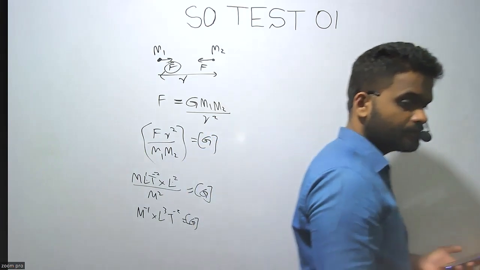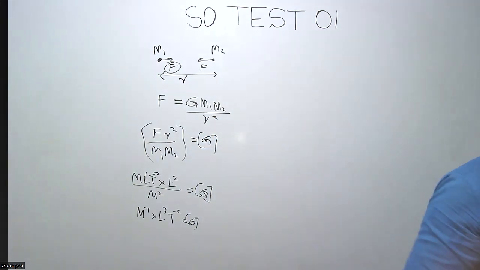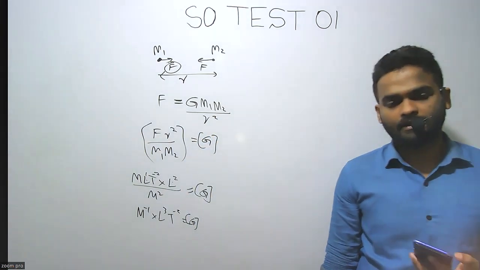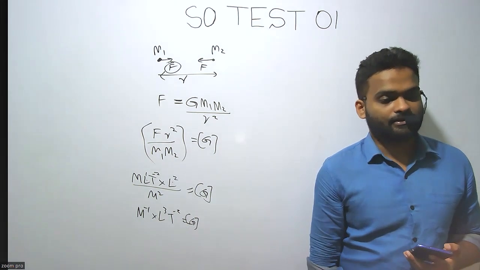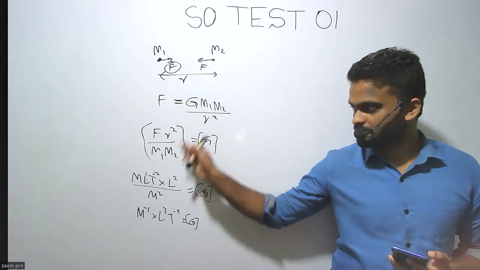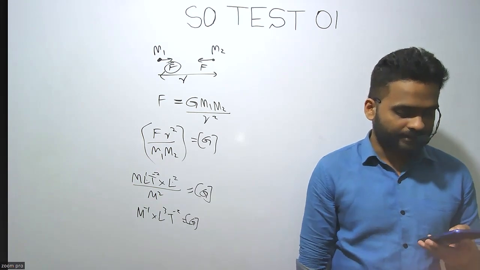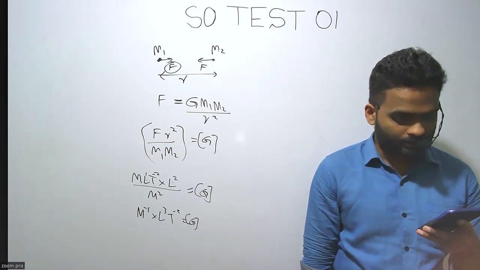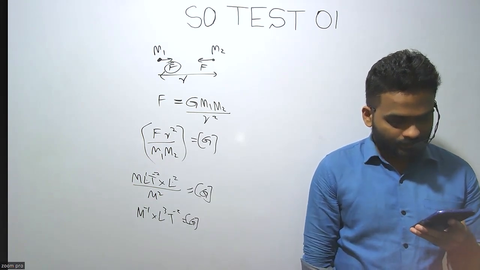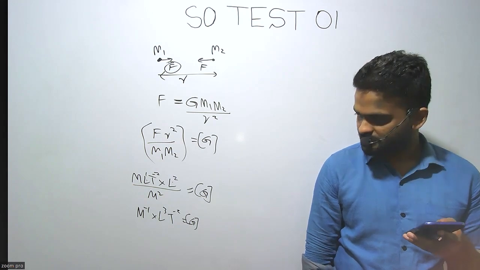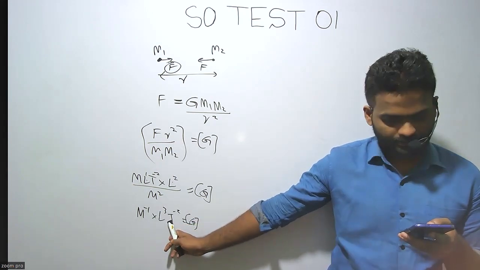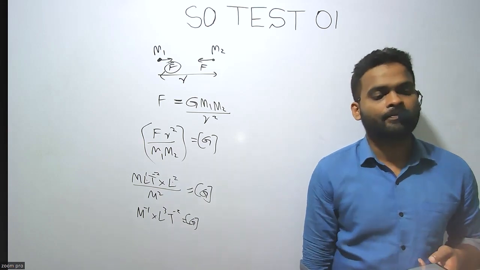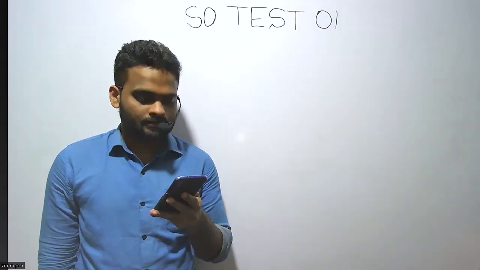We call this the universal gravitational constant. We will learn this. This is called universal gravitational constant, right? But in order to get the answer, you don't need to know that. So the dimensions are M^-1 L^3 T^-2. First one, right? So the first one is the answer.